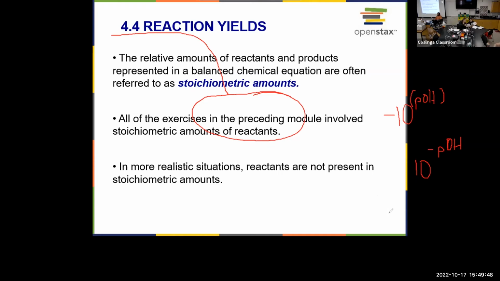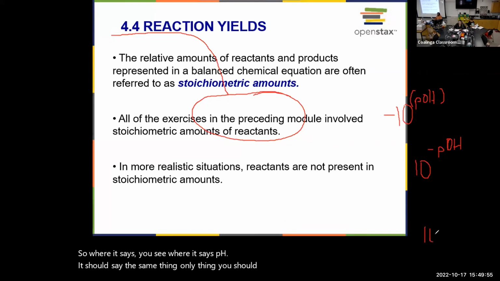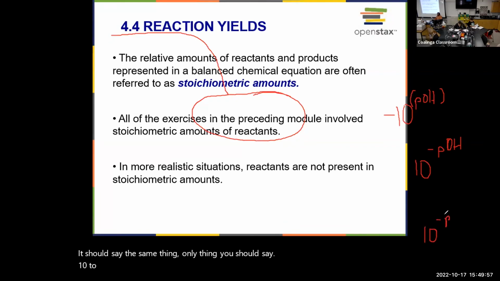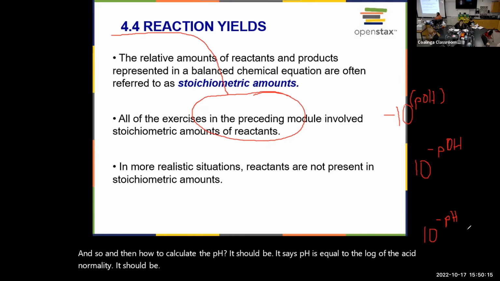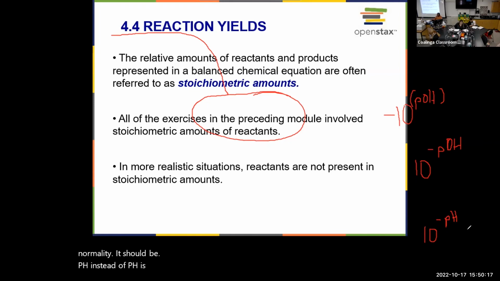So where it says pH, it should say the same thing, only it should say 10 to the negative pH instead of POH. Okay. And then how to calculate the pH: it says POH is equal to the log of the acid normality, pH. Okay, questions?